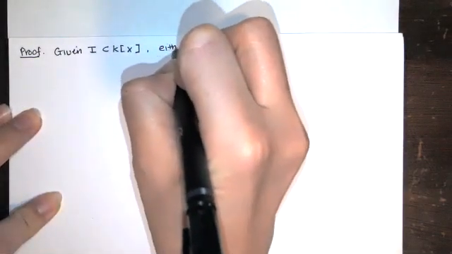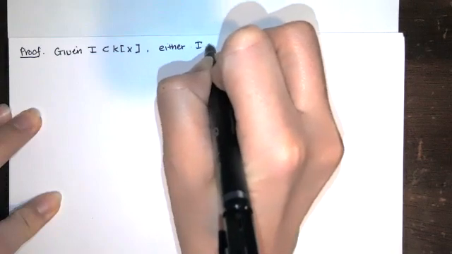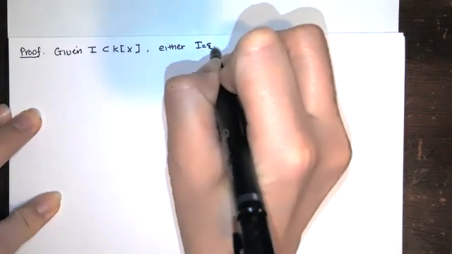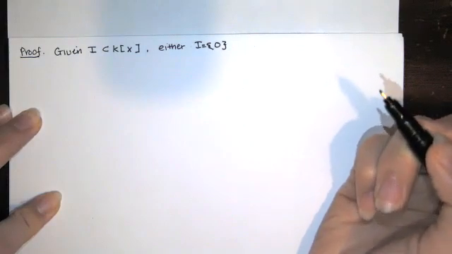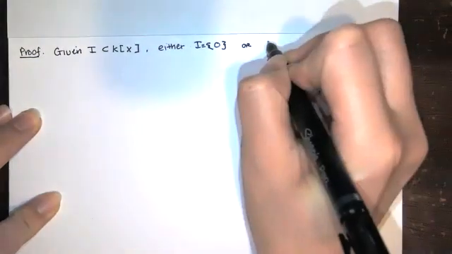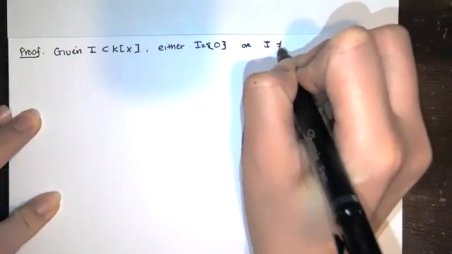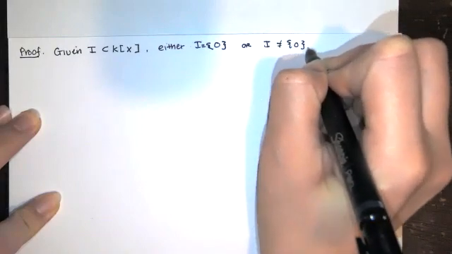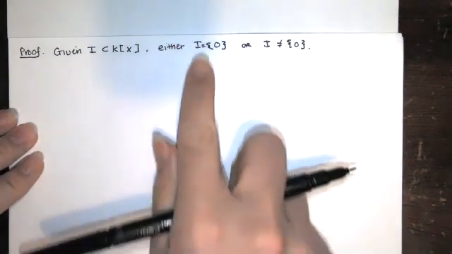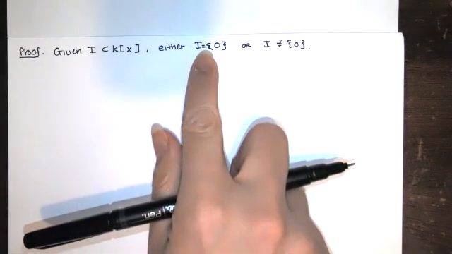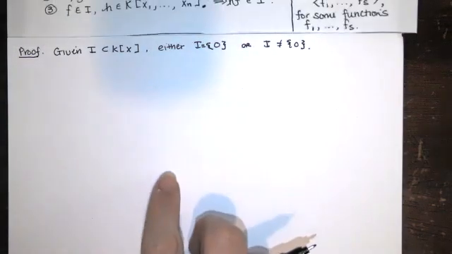But given an ideal, either we have an ideal containing a single polynomial, and that's the 0 polynomial, or we have an ideal that has infinitely many polynomials in it, and it's not equal to the set containing the 0 polynomial. Now, if you're not sure that this is true, let's think through this over here.